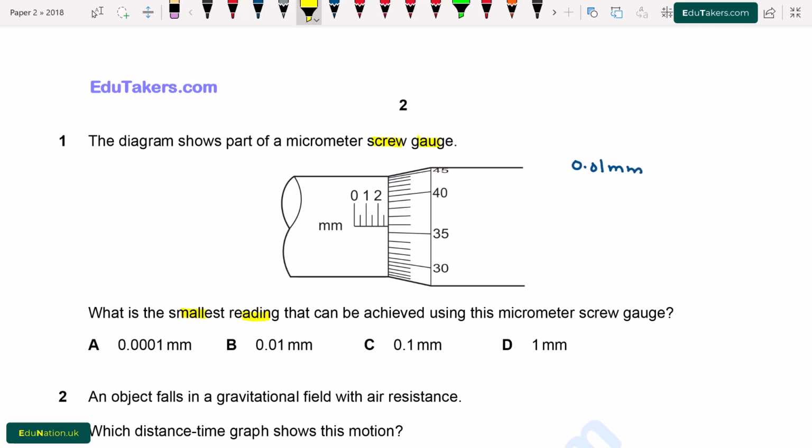Now we see the options. Option A, 0.0001. So this is incorrect. Option B, 0.01 millimeter. So option B is correct.